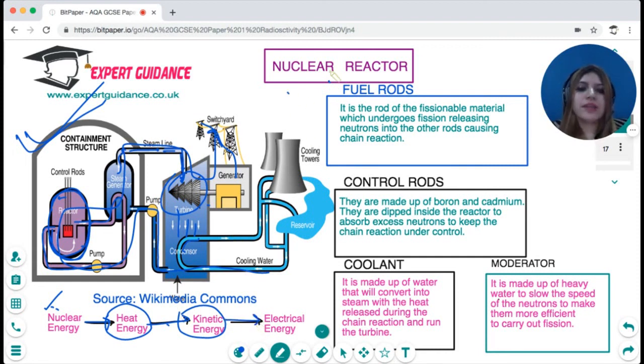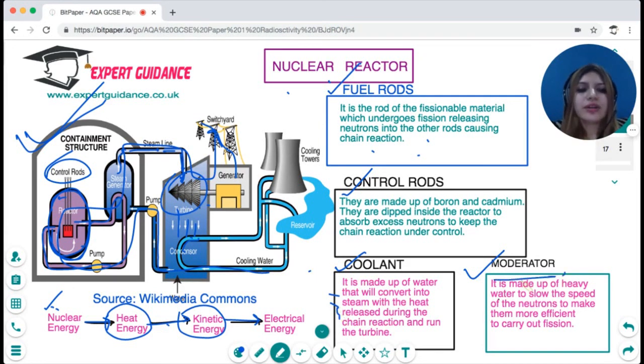Now, what are the components of a nuclear reactor? We have fuel rods, control rods, coolant, and a moderator. The fuel rod is a rod of fissionable material which undergoes fission, releasing neutrons into the other rods, causing the chain reaction. The control rods are made up of boron and cadmium. They absorb the excess neutrons released by fission so that the chain reaction can be controlled. Then you have the coolant. The coolant is made up of water that will convert into steam, and then that will run the turbine.